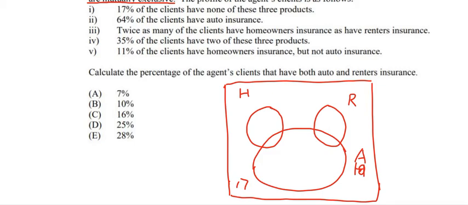Okay, 64 have auto. So auto is 64, but in the 64 we have 3 parts, so we cannot put it as 64. So let's go back. Here, check the last one, 11 have homeowner insurance but not auto. So we know this is 11. This part is 11. Okay.